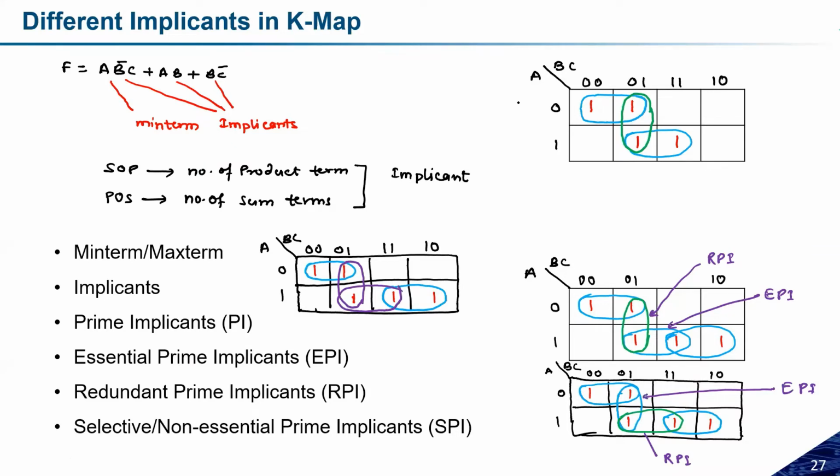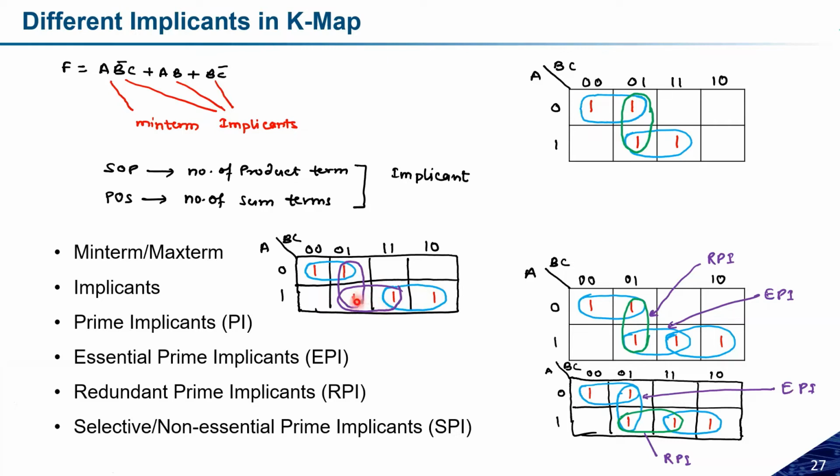Let me explain these things. The prime implicants and essential prime implicants I just told you. If you see this diagram, we have two pairs which are essential, this pair and this pair. Now I have one left, which is unpaired. Either I can make the pair with this one, or I can make the pair with this one. Because these are the two possible ways to make a pair, we can call them the selective prime implicants.